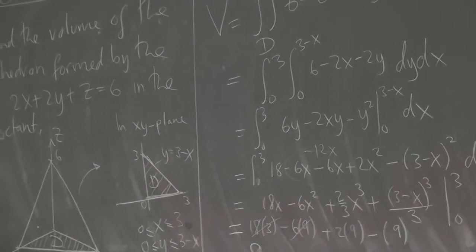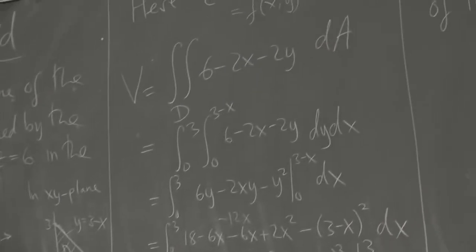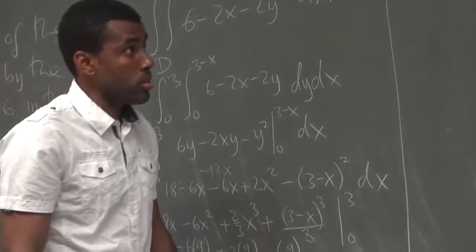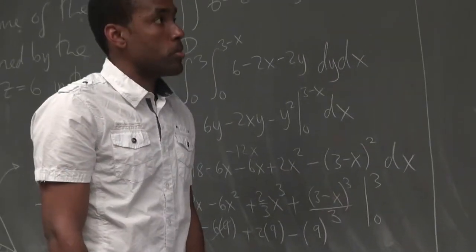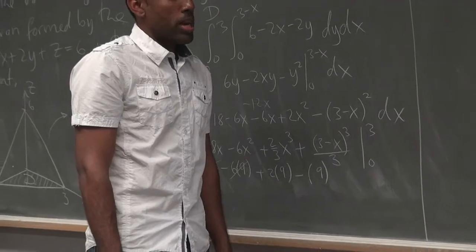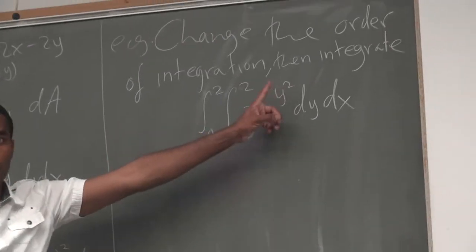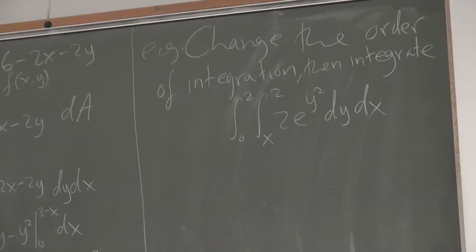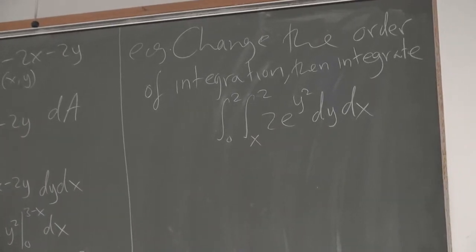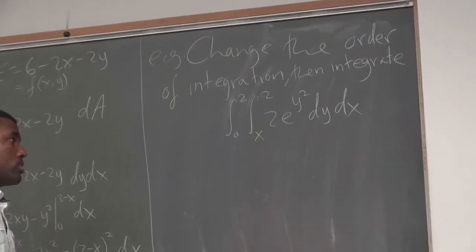Okay, change the order of integration. This was a bonus problem on the last exam. Notice here that you actually couldn't do it if you didn't change the order, right? Because you can't integrate e to the y squared with respect to y. So that's going to be bad. So it's better to integrate here with respect to x. So that's what we're going to do.